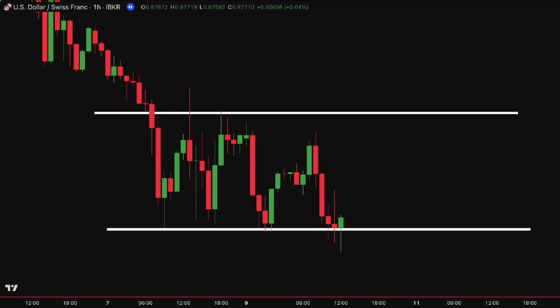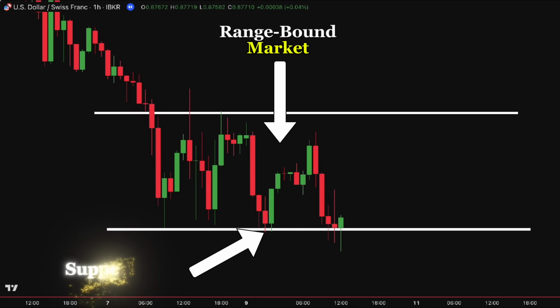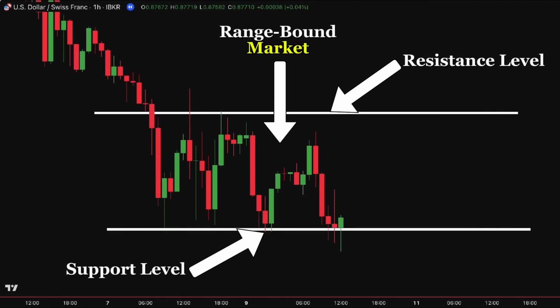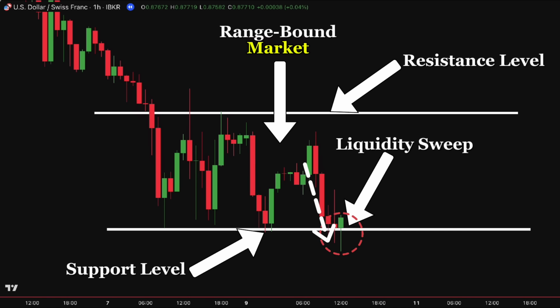Let's look at the first setup, a rejection from the support level. As you can see here, the market is ranging. The price respects a well-defined support and resistance zone. Suddenly, price dips below support, just enough to trigger stop losses from early buyers. This quick move below support is what we call a liquidity sweep. It's not a breakdown, it's a trap.